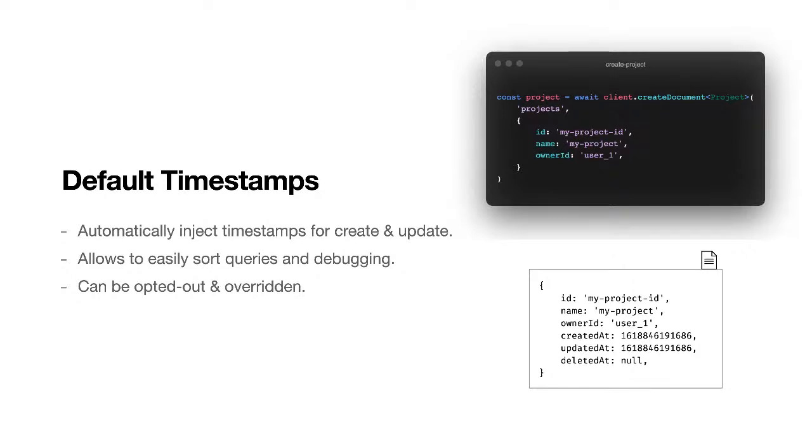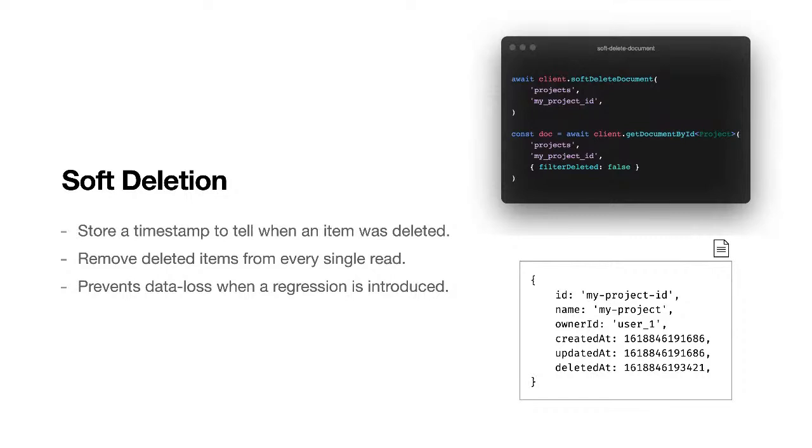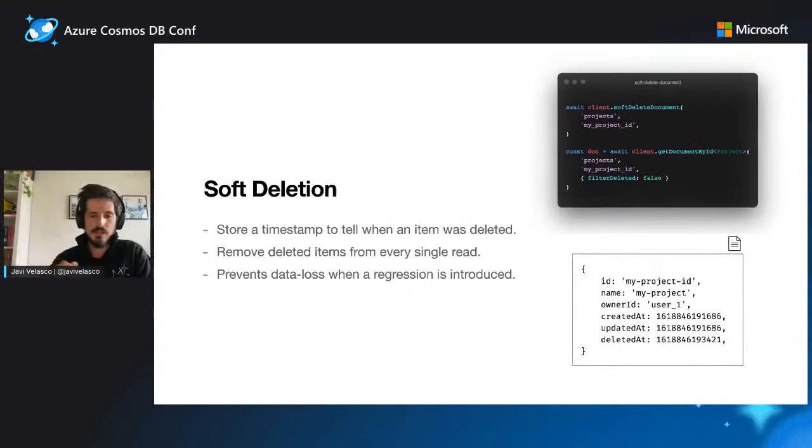Another one that is very closely related to this is soft deletion. We never remove data for real. What we do instead is store a timestamp that is going to tell us when an item was deleted. The reasons why we have this are actually very obvious. Removing data for real is very risky. And in case you are rolling out some regression or some buggy code, you don't want to just remove data in an unrecoverable manner. In the snippet, you can see how we usually remove documents.